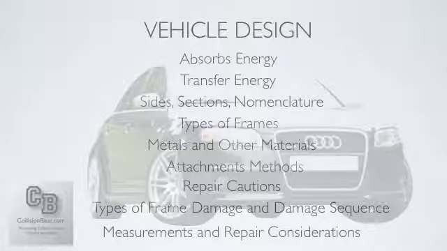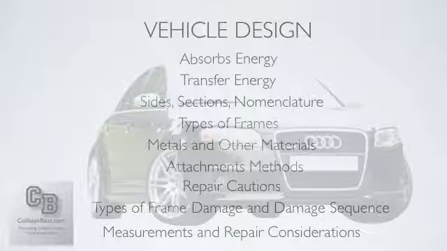And then we have attachment methods. Basically we have welds. We've got spot welds and laser welds that are done at the factory, different types of welds. We have mechanical: nuts, bolts, rivets. We have a lot of adhesives being used today. And repair cautions. Like boron and the ultra high strength steel, you can't heat it and you can't repair it.